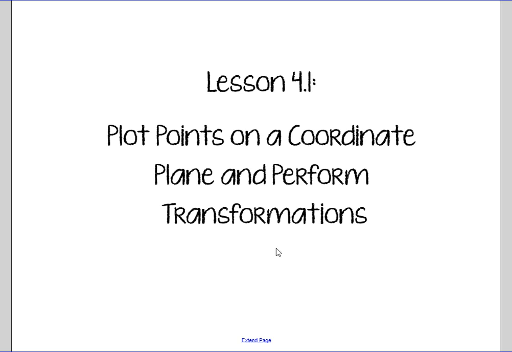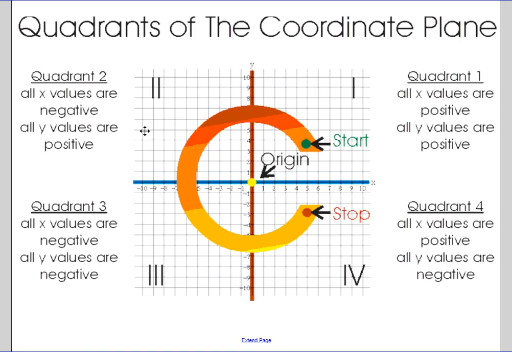So first, let's just review our parts of the coordinate plane. So we have our huge coordinate plane with our x-axis that goes from left to right, and then we have our y-axis, which goes up and down. We have our origin where the two axes cross over, which is 0, 0, if you were to plot that point.